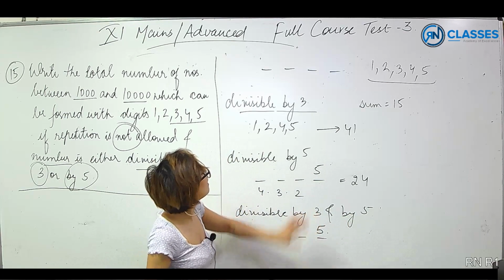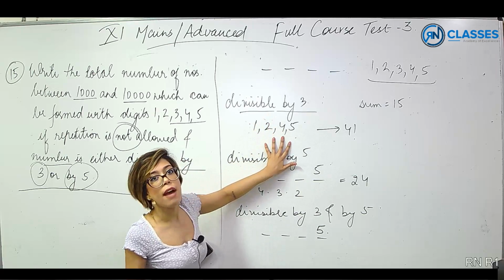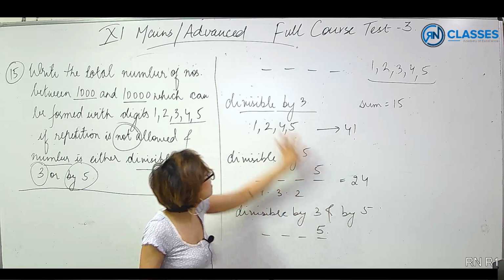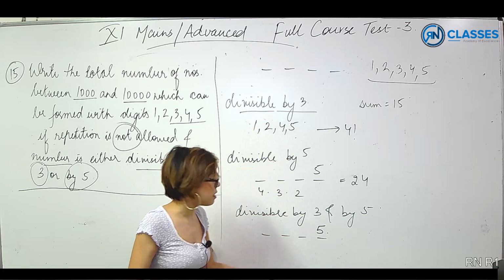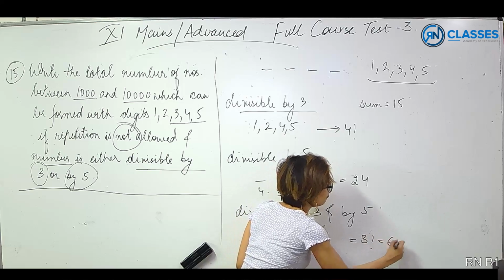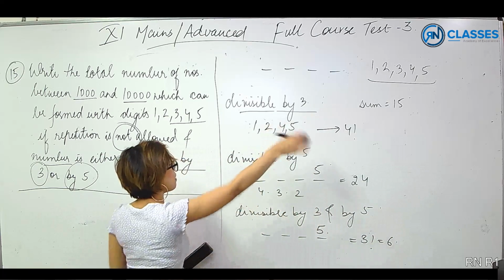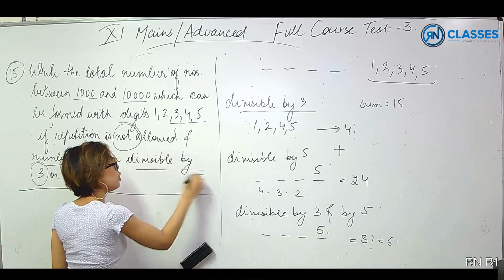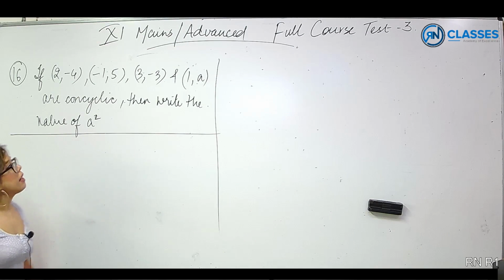Number divisible by 3. That means out of these 4 digits, I have to arrange it over here. So 5 is already here. That means 3 numbers to be arranged in 3 places. That is 6 or 3 factorial. Right? So the answer is 24 plus 24 minus 6. Answer is 40. Alright, on to the next one.